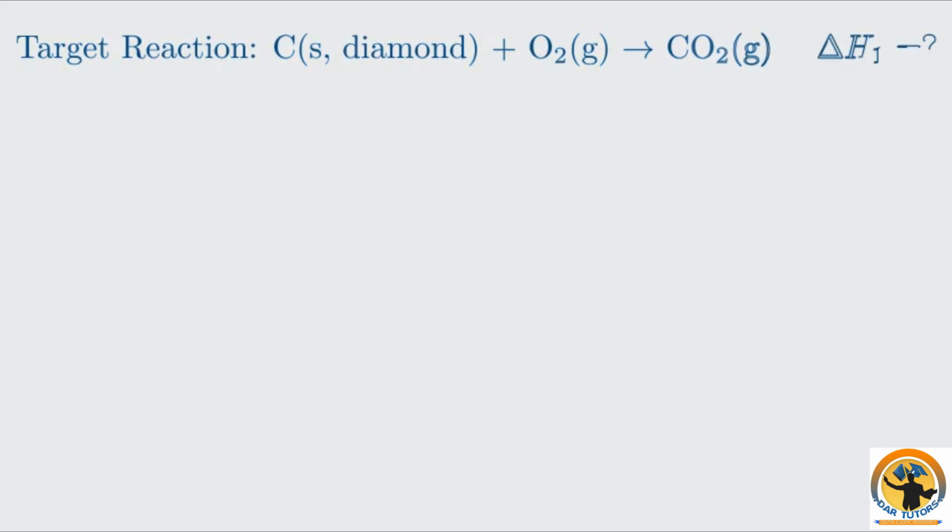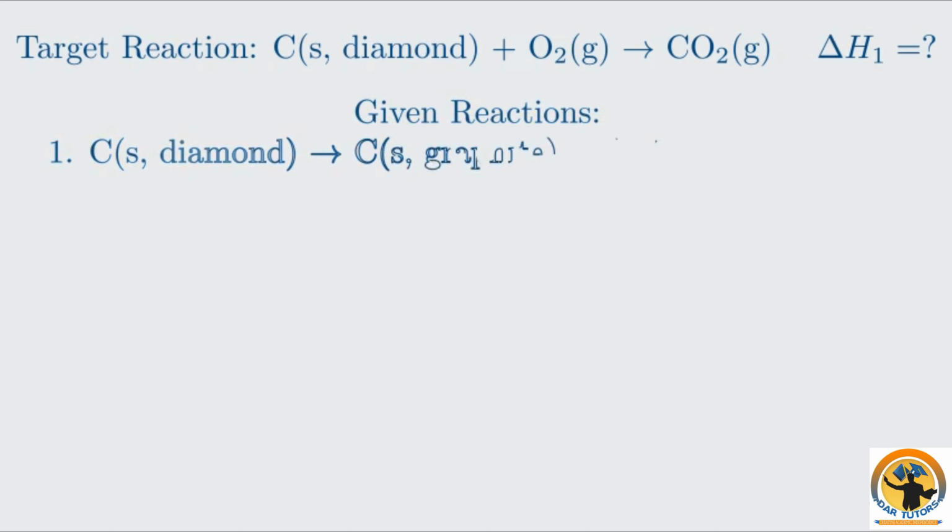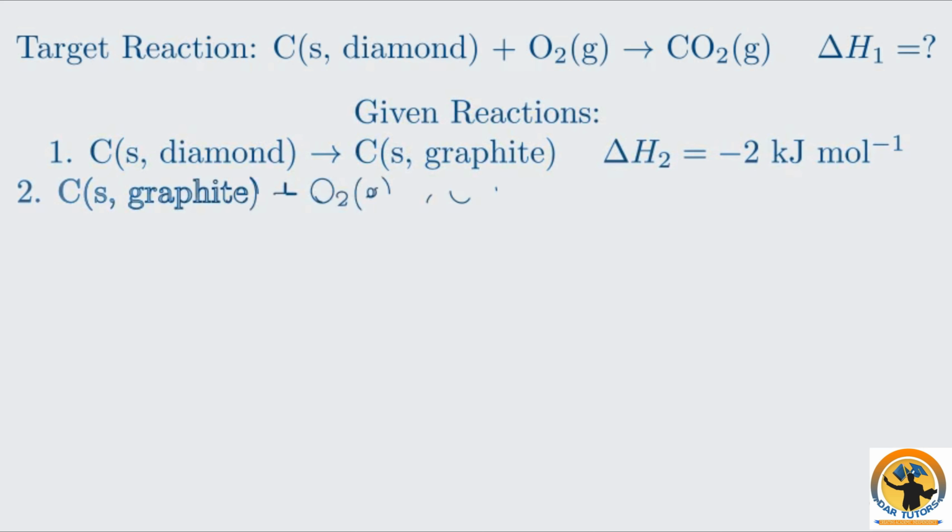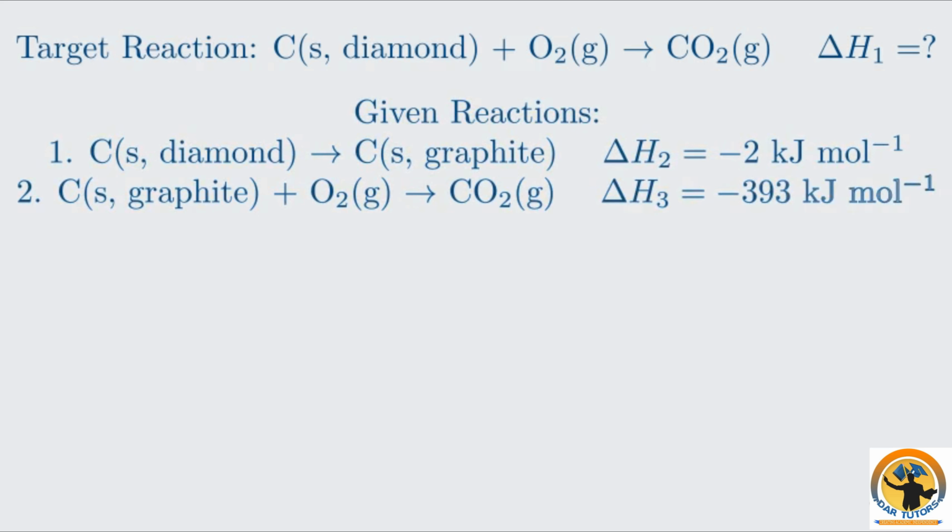Let's apply these rules to our first example, the combustion of diamond. Our target equation, which we want to find the enthalpy change for, is the combustion of solid diamond to form carbon dioxide gas. We can't measure this directly, but we are given two reactions that can help us. The first is the conversion of solid diamond to solid graphite, with an enthalpy change of -2 kilojoules per mole. The second is the combustion of solid graphite to carbon dioxide gas, with an enthalpy change of -393 kilojoules per mole. We can solve this algebraically.